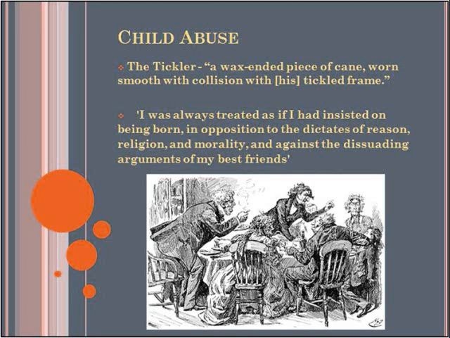This passage shows that Mrs. Joe, who Pip never calls by her own name, does her best to make Pip feel guilty for being a burden on her. Pip later tells the reader, "I was always treated as if I had insisted on being born, in opposition to the dictates of reason, religion, and morality, and against the dissuading arguments of my best friends." It is a common reaction among readers to feel a certain loathing towards Mrs. Joe due to her unwarranted behavior towards Pip and his lovable Uncle Joe. Playing upon that emotion, it would be easy to get students talking about their feelings regarding the situation.